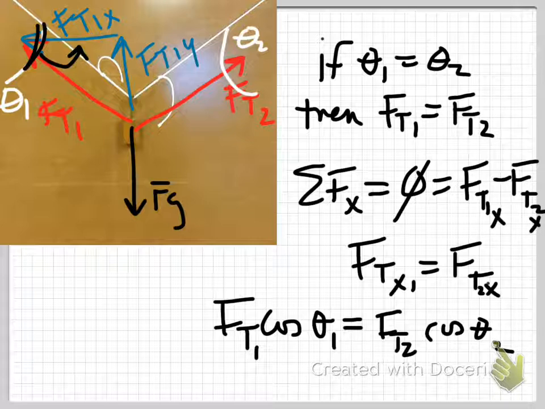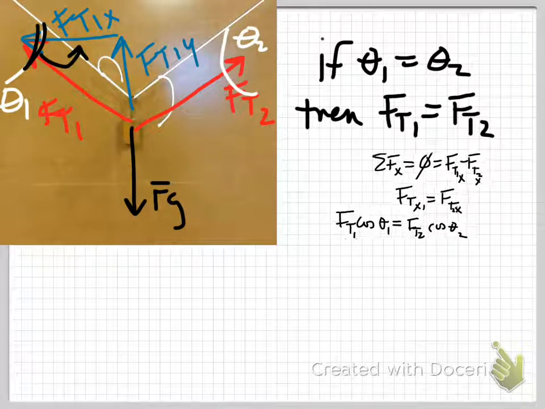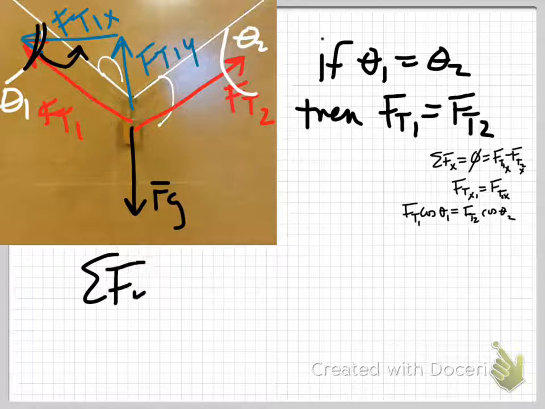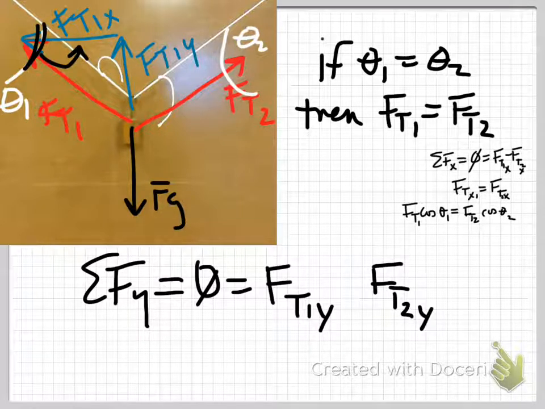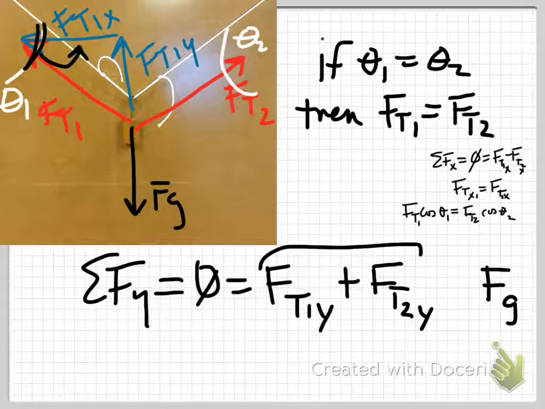So, okay, the x-axis is kind of dull. I'm going to set this aside. Let's look at the sum of forces on the y. Again, is it moving up or down? No. Sum of forces equals 0. Well, what forces do we have on the y-axis? F of t1 on the y, F of t2 on the y, and Fg. Which two are in the same direction? Yeah, the forces of tension. And they are in opposition to the force of gravity.